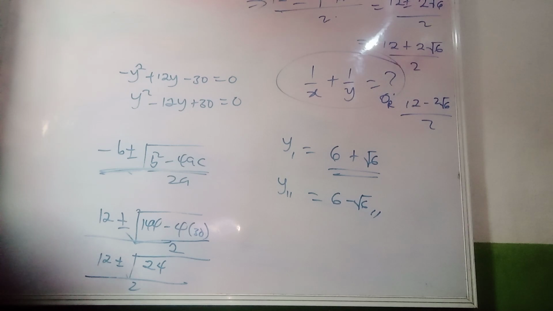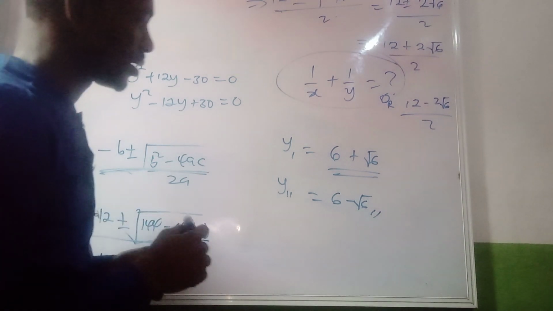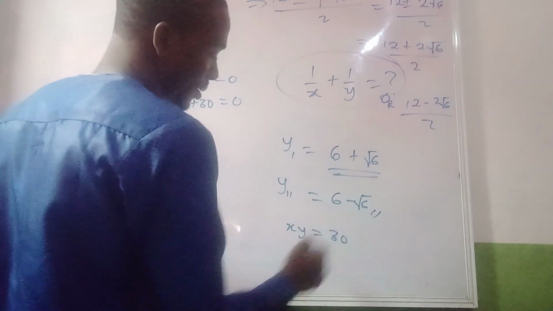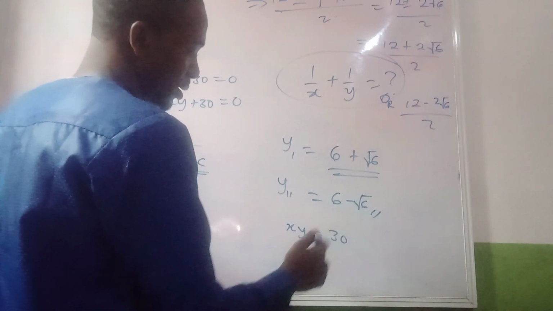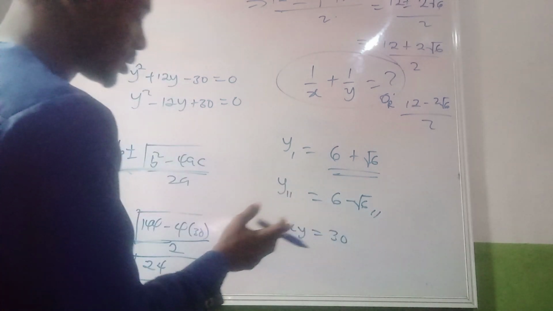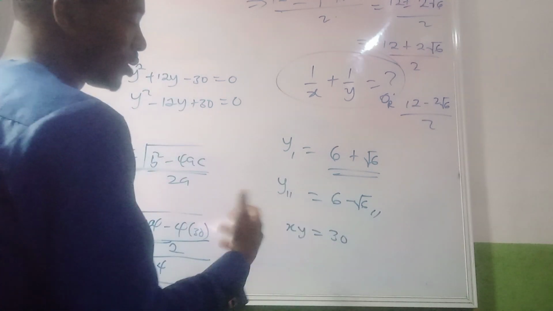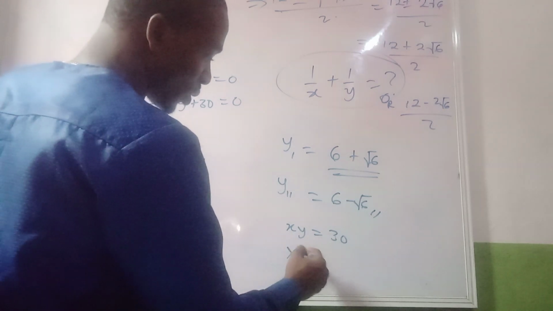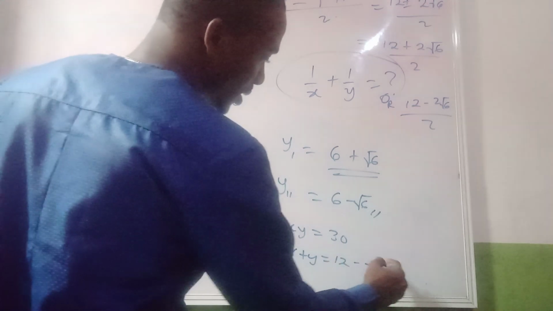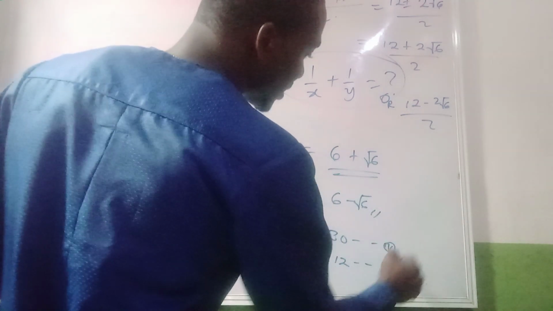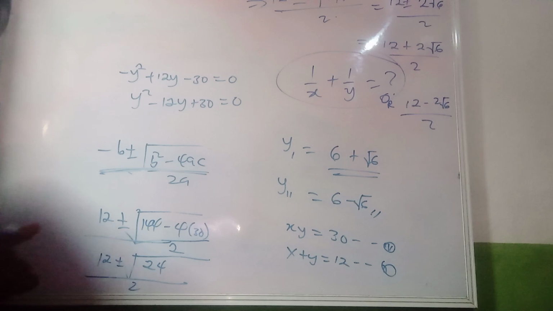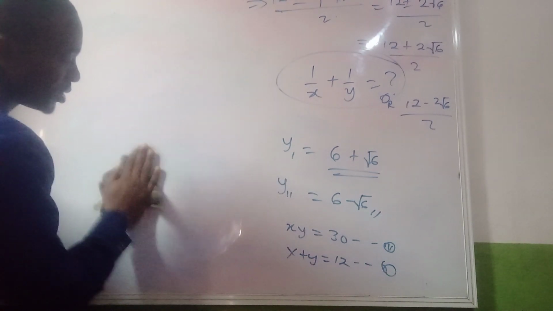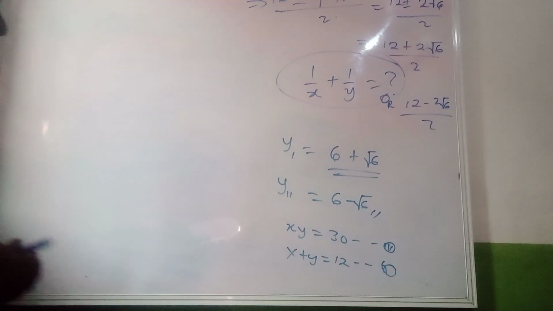Now let's go for x. We have xy equals 30, and x plus y equals 12. This is equation 1 and equation 2. So we can decide to use any of the equations to substitute so that we get the value for x as well. So let's quickly get the value for x. Please watch and rewatch the video twice. You will get the logic.